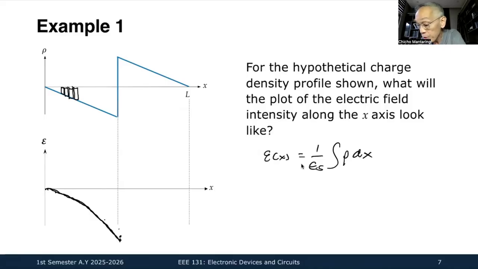So what will this point be? This is A1, where A1 is the area of this particular triangle. That's A1. So the value here is A1 over epsilon S.